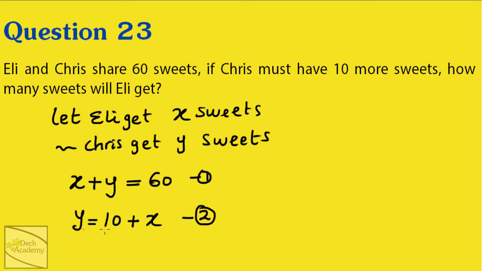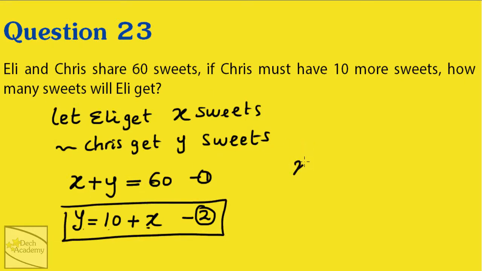So because Y is 10 plus X, what I can just do here is say, okay, in equation 1, instead of writing Y, I'm just going to replace Y with 10 plus X. Remember, Y is equal to 10 plus X. That means Y and 10 plus X are the same thing. So instead of Y, I'm just going to write 10 plus X. So this is now my equation.